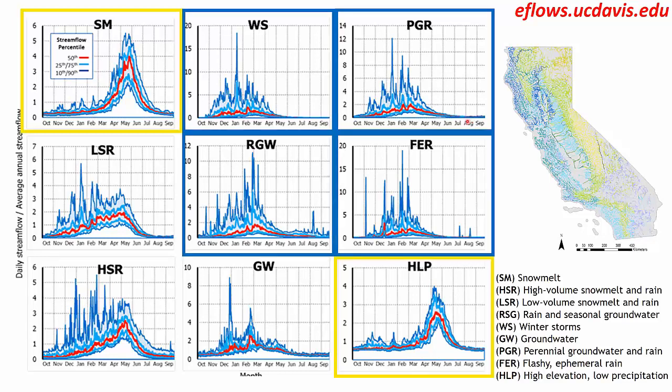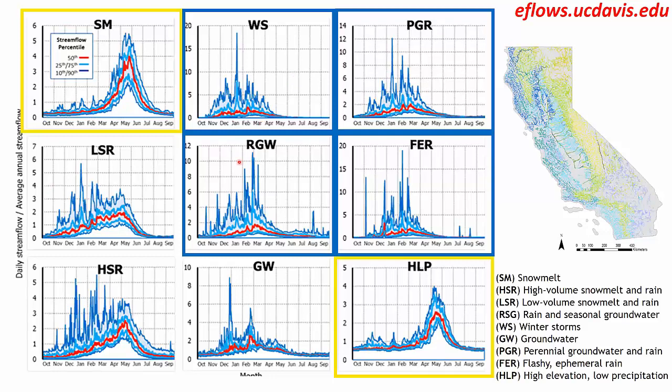Then we have the rain regimes, and basically these rain regimes occurring here. They can be winter storm, perennial, they can be flashy and ephemeral, they can be rain and seasonal groundwater. But the idea of this is that these rivers respond when a storm occurs. So think that a rain is coming, and then you will have these high flows, and then as the rain is receding, they will have this low. But the reality is that there is no snow that will be feeding into them. So they will depend on the rain events that are occurring throughout the rainy season.